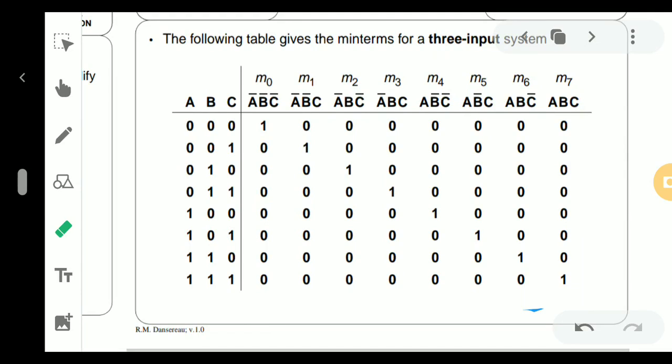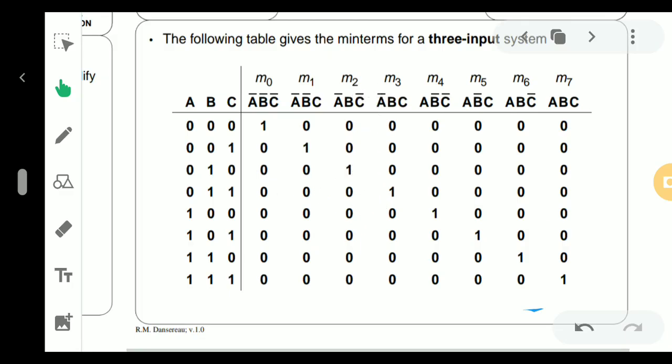Okay, so M1: A value will be A bar, B value will be B bar, and C value will be only C. So M1 will be A bar, B bar, C. Now consider M2. In case of M2, A value is 0, it means A will be A bar. Then B is 1, so only B, and C is 0, so C bar. That means A bar, B, C bar.